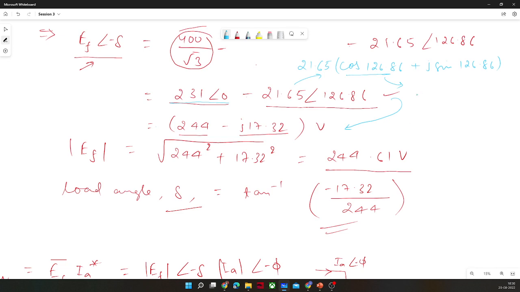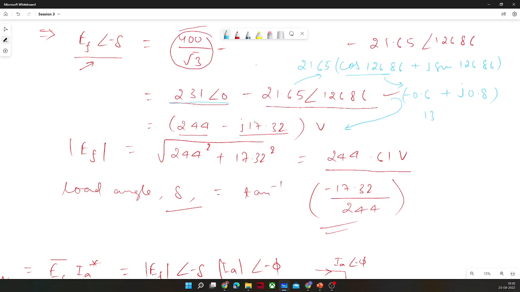So it would be minus 0.6 and plus j 0.8. If I multiply 21.65 into minus 0.6, it would be some negative value, and negative would become some positive, approximately 13. So it would be added to 231, so it would become 244.